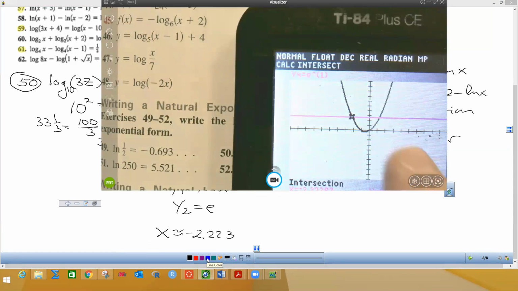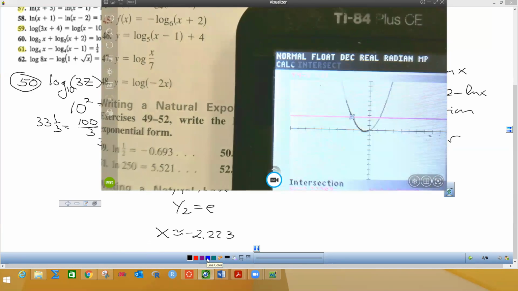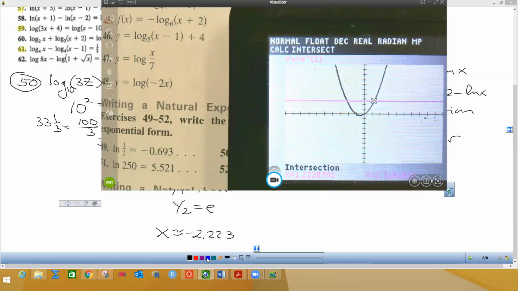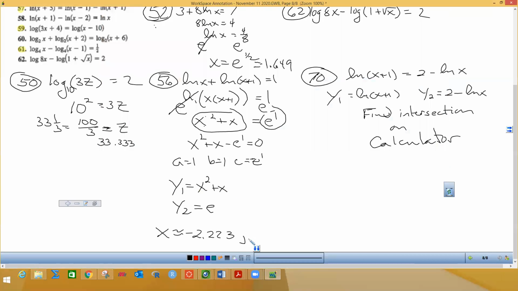And then I've got to come over here and find that intersection. So I hit second calc 5 again, but I have to take this over by the other intersection so the calculator knows which one I want. I hit enter, enter, enter. And my second answer is 1. Move that up so I can see it. Oh, it's positive 1.223. Let's put a comma, put 1.223.